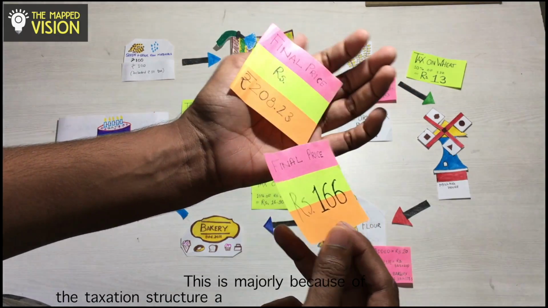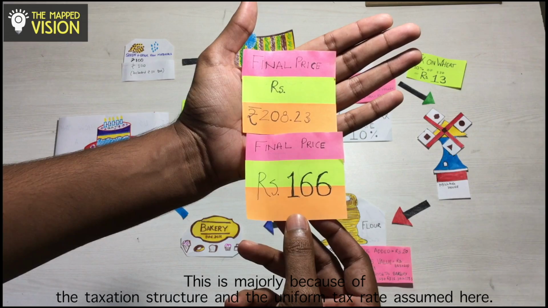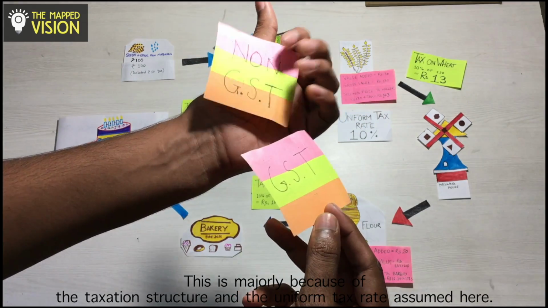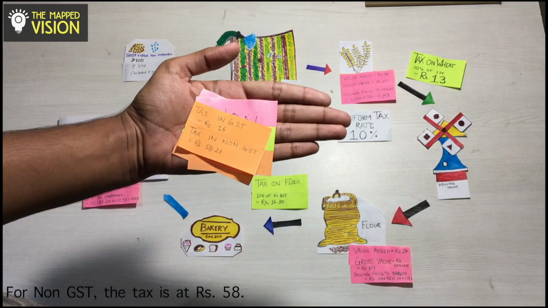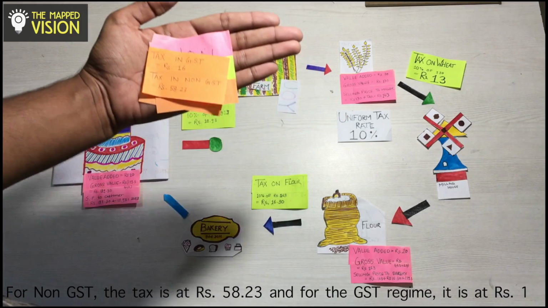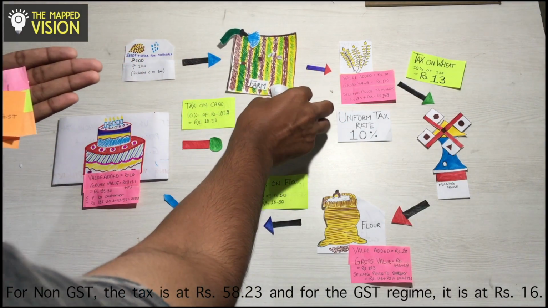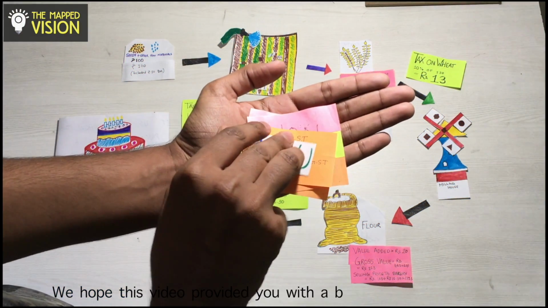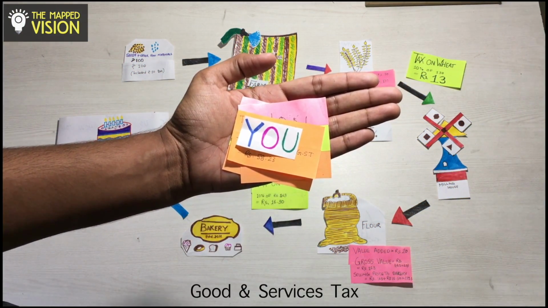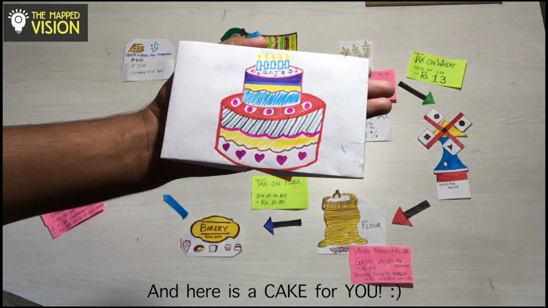This is majorly because of the taxation structure and the uniform tax rate assumed here. For non-GST, the tax is at rupees 58.23 and for the GST regime, it is at rupees 16. We hope this video provided you with a better understanding of goods and services tax and is a cake for you.